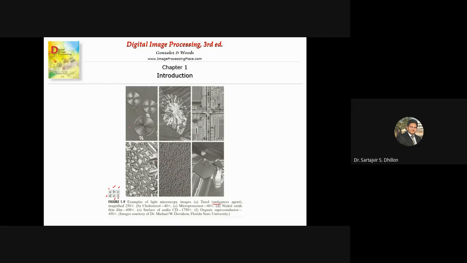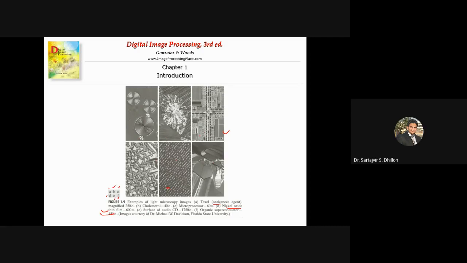That is an anti-cancer agent image. That is a cholesterol image. There is a microprocessor image, and there is a nickel. Yeah, this one is the most important. That is a nickel oxide thin film, and it is used in many applications for material studies.